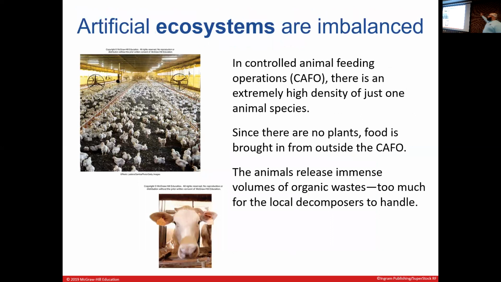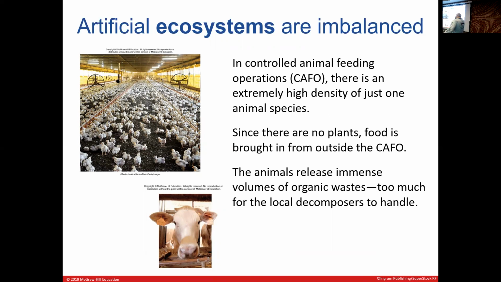Now, more often than not, artificial ecosystems are often out of balance. So say, for instance, in controlled animal feeding operations, while they're extremely useful for keeping human populations fed and do have a benefit in that regard, they're extremely high density because they're often bringing in imported food into those situations. It's not like the animals are just consuming what's already there. And since there are no plants, that food is brought in from outside, and these animals release immense volumes of organic waste, because obviously that has to go somewhere, right?